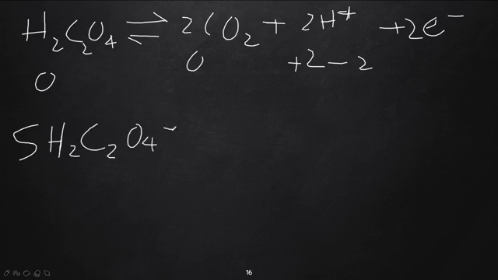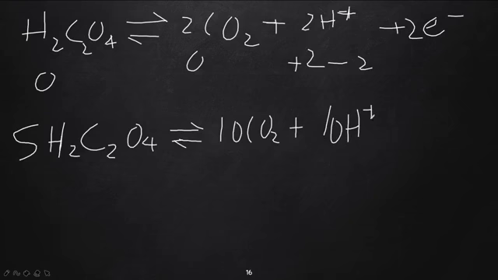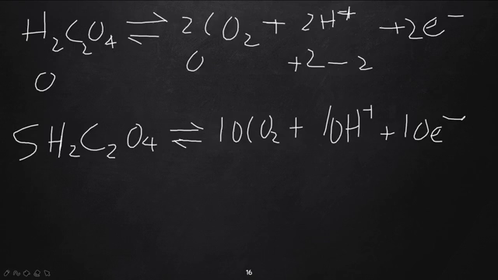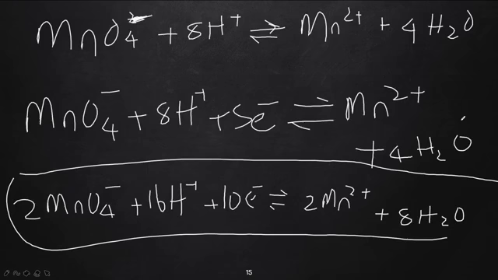This is reversible, and it will give us 10 CO2 plus 10 hydrogen ions plus 10 electrons. If you can see from the previous equation, 10 electrons, 10 electrons. So what we need to do is combine these two equations to form a whole resultant equation, and we'll be cancelling some things involved.